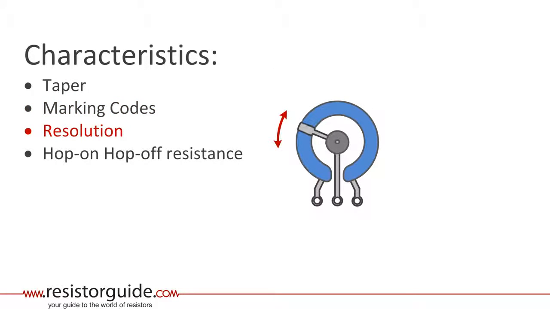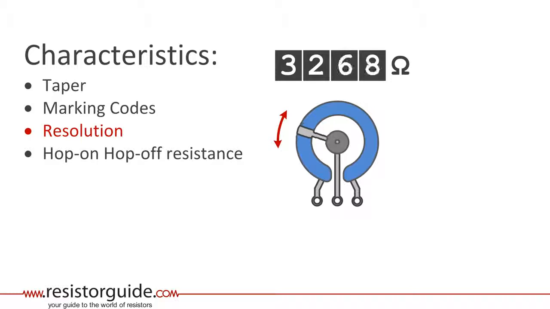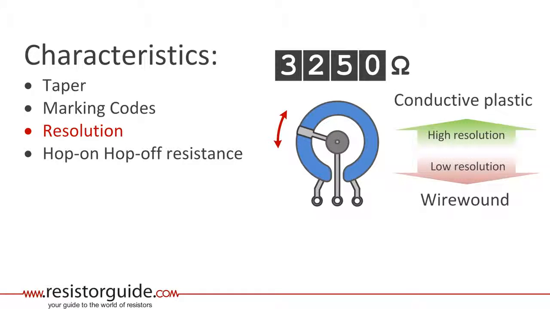If we turn the wiper, the value changes. The smallest possible change we can measure is called the resolution. An example of a good resolution are conductive plastic potentiometers, while wire wound has often less resolution. Also, the wiper design influences the resolution.